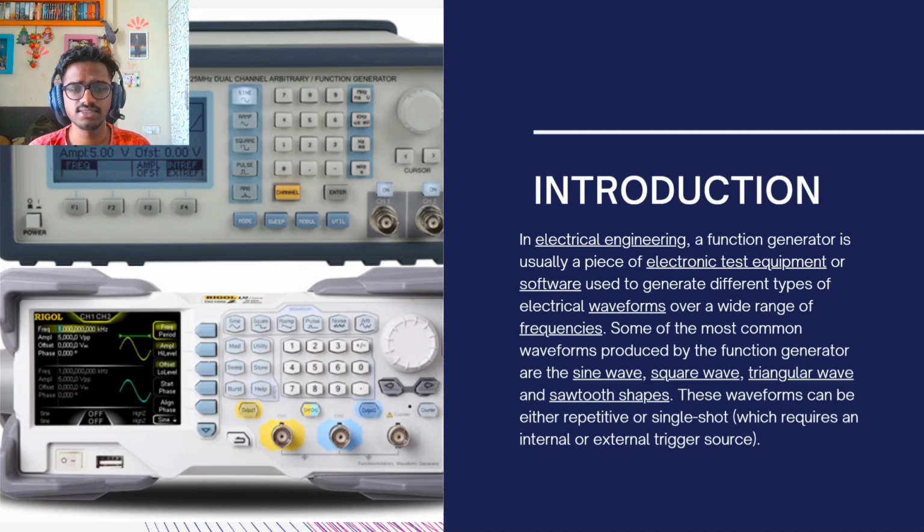Function generators help us to generate different types of electrical waveforms, such as square waveforms, triangular waveforms, or sine waveforms. Function generators find extensive use in electronics for testing, calibration, and educational purposes due to their ability to produce controlled and precise electrical signals.